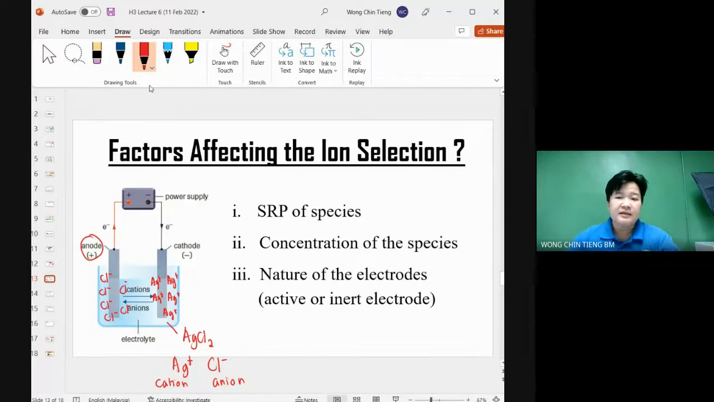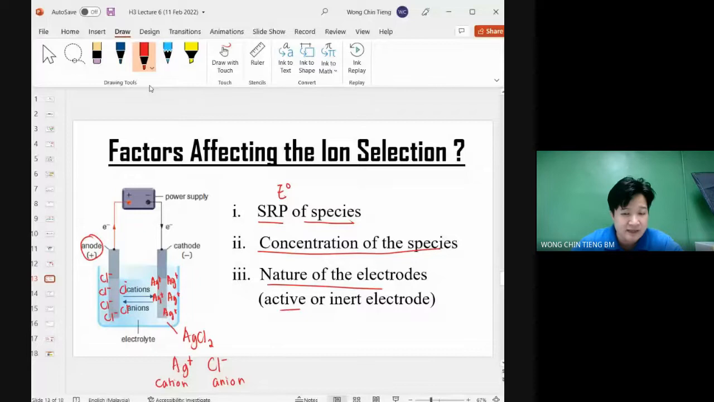Okay? So, what will affect the ion selection adalah SRP value of the species, the E0 value of the species, the concentration of the species and the nature of the electrode. Electrode kamu boleh jadi aktif atau inert. Yang ni kita akan banyak belajar dalam tutor nanti. Okay, kalau tutor saya, saya tak ajar sangat pun. Haha, jahat.